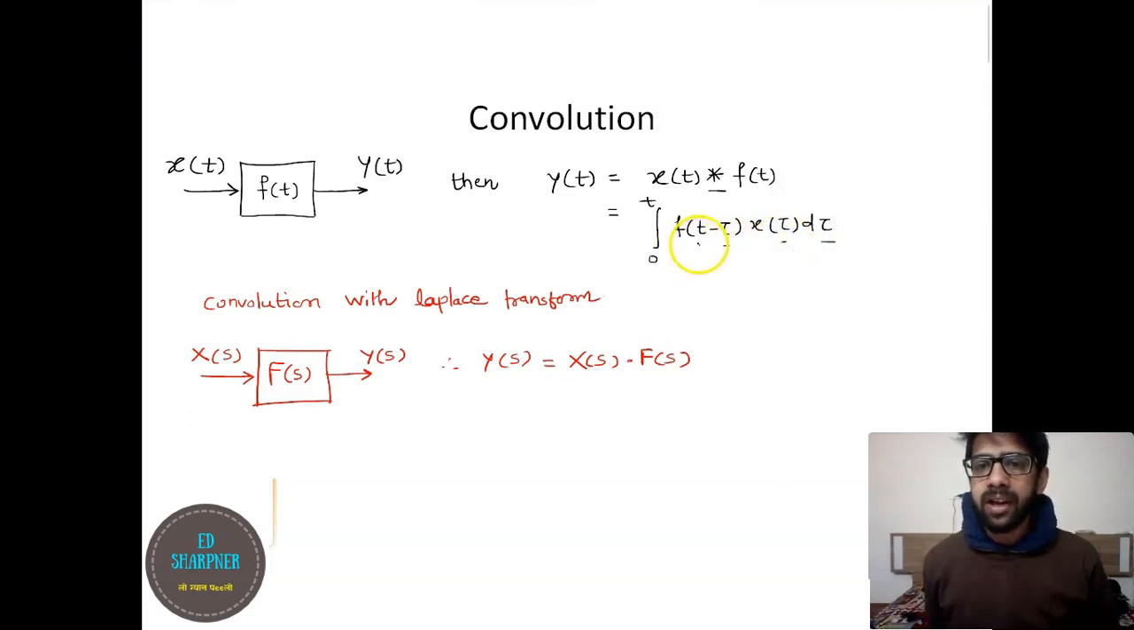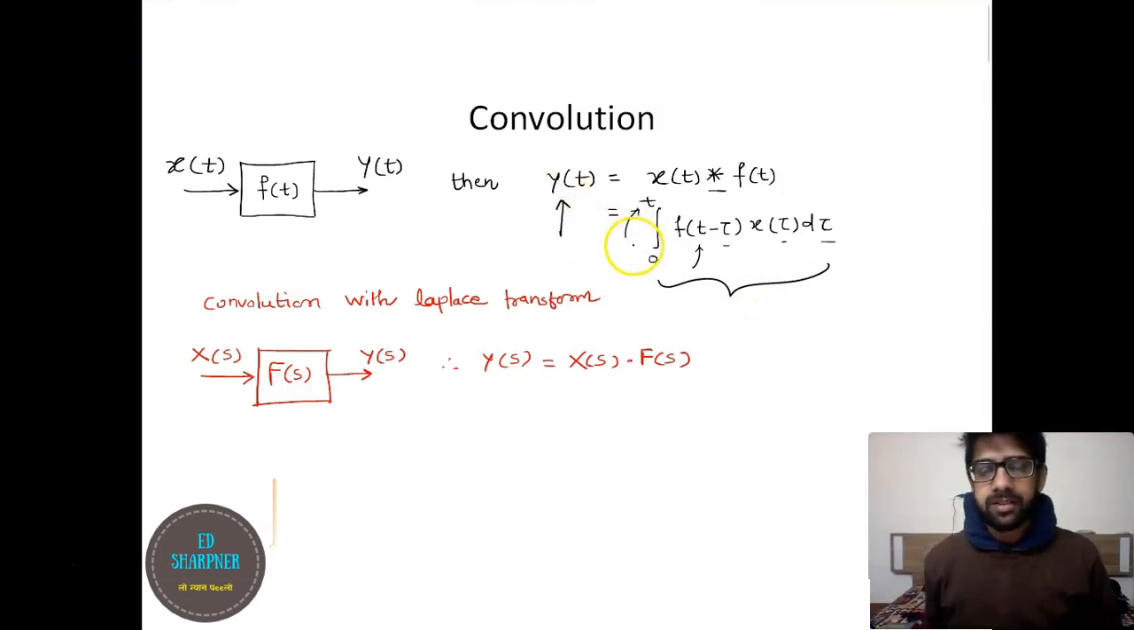Alright, and you are getting the output in t, because when you solve this particular integral, all your taus are going to be replaced by t. So this is a complicated integration that you need to perform to get the value of y of t.